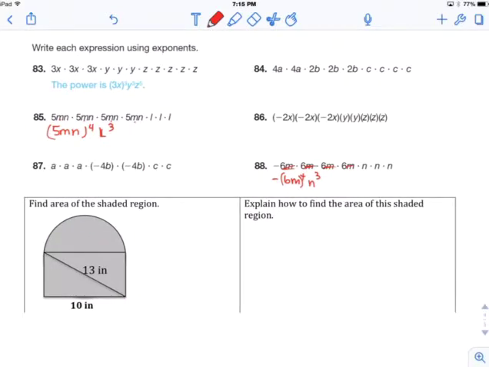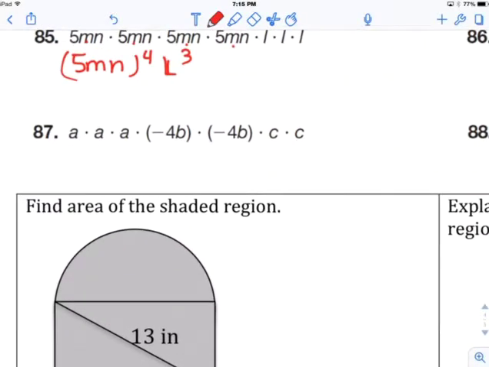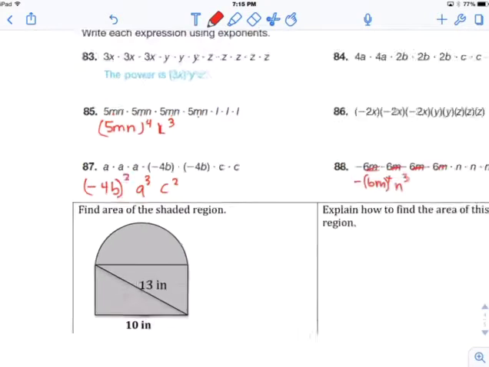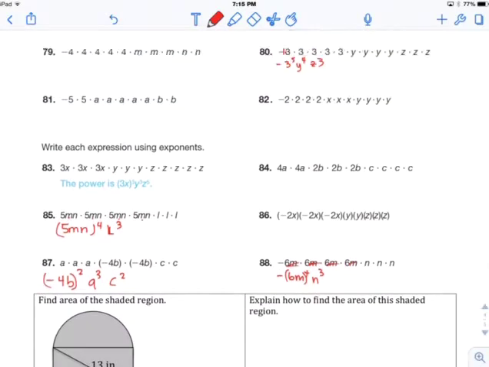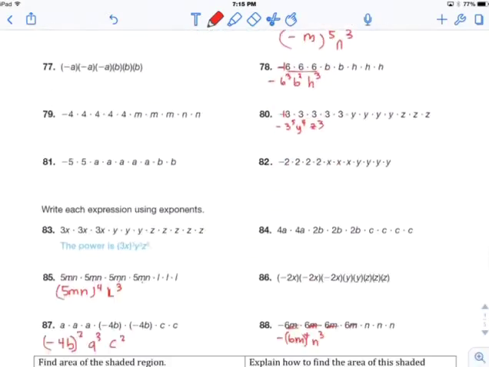Okay? So this is negative 4b. Make sure the parentheses is there. To the second, a to the third, c squared. Okay? That's how you do them.